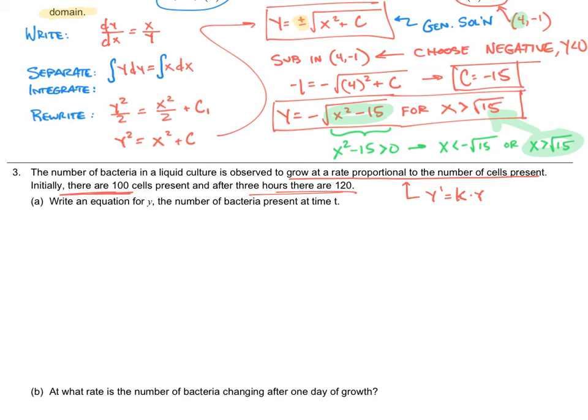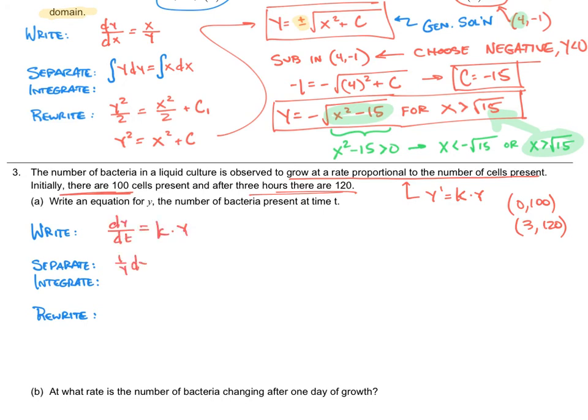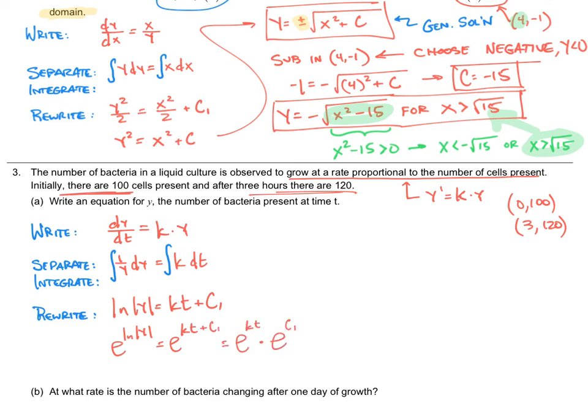So I really have the following points on my solution curve. I have (0, 100), and then I have (3, 120). All right, so let's go ahead and solve this one. We know that the solution is going to be y equals c times e to the kt, but I want to run through this for you just one more time. So here goes. All right, folks, there's our general solution.